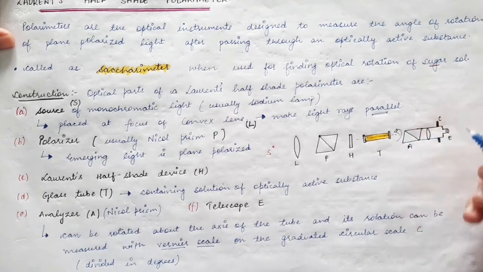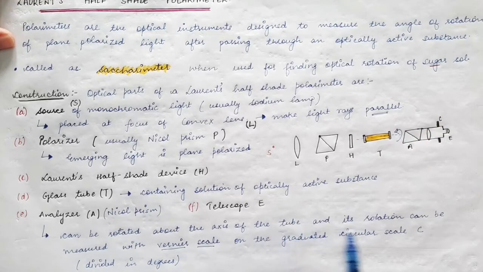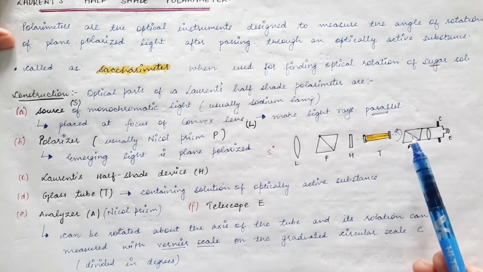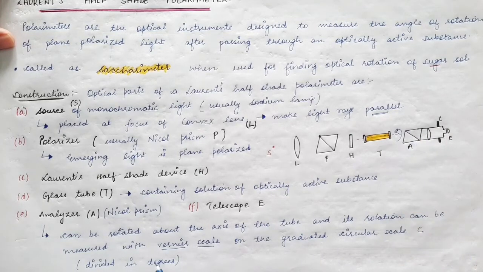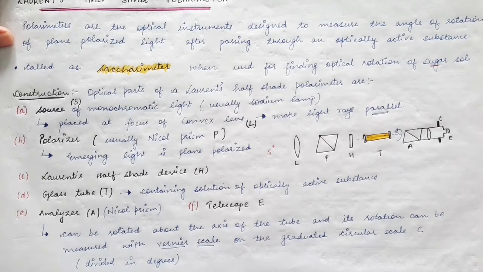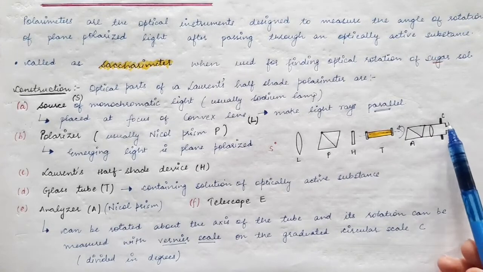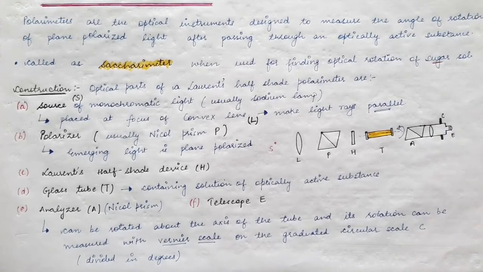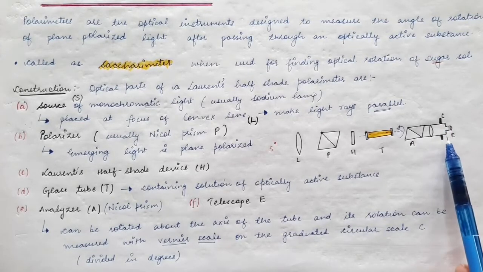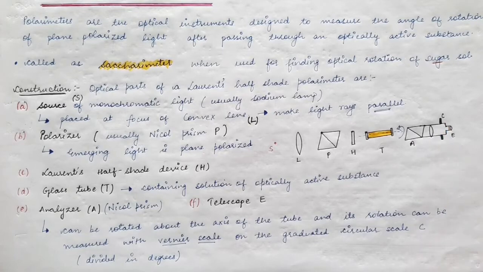The analyzer can be rotated about the axis of the tube, and its rotation can be measured. So by what angle we are rotating, that can be measured with a vernier scale on the graduated circular scale. So we have a circular scale on which we can measure the angle, in degrees, with the help of the circular scale which is attached with this telescope.